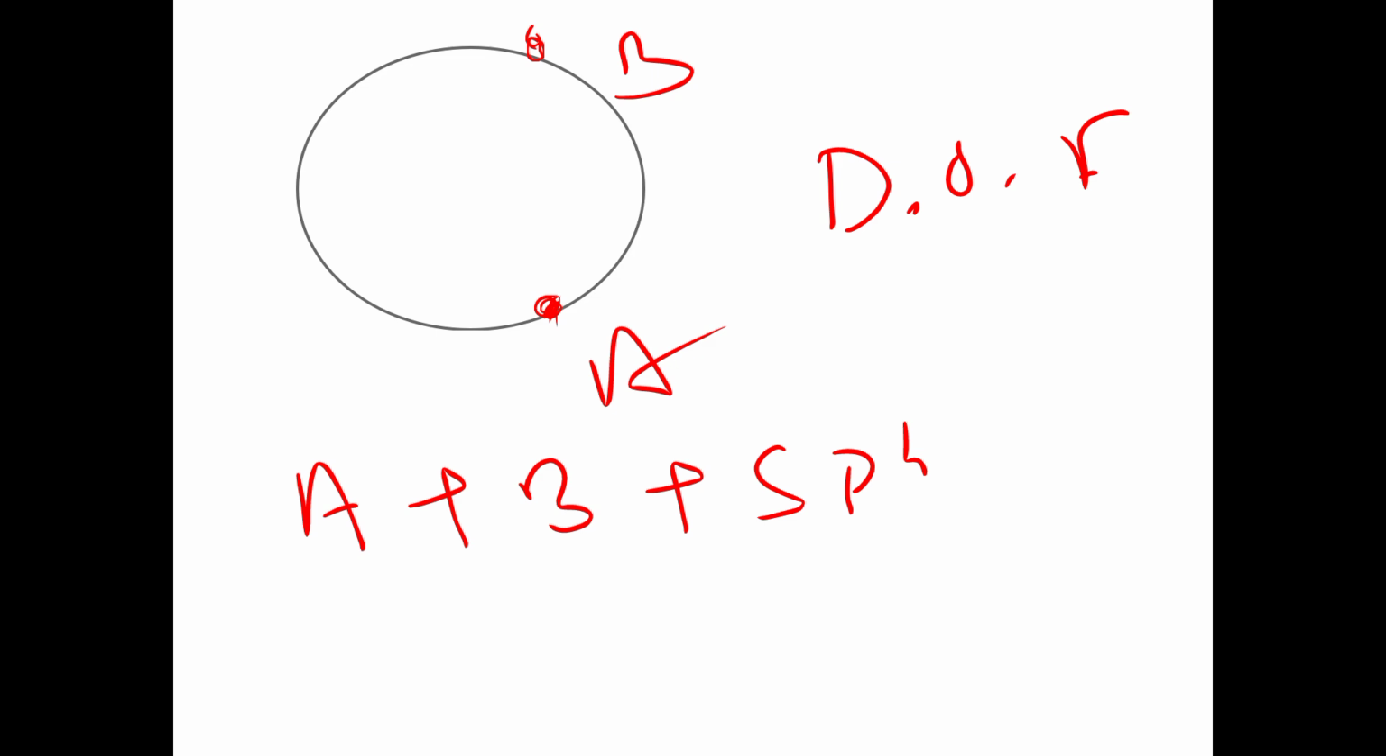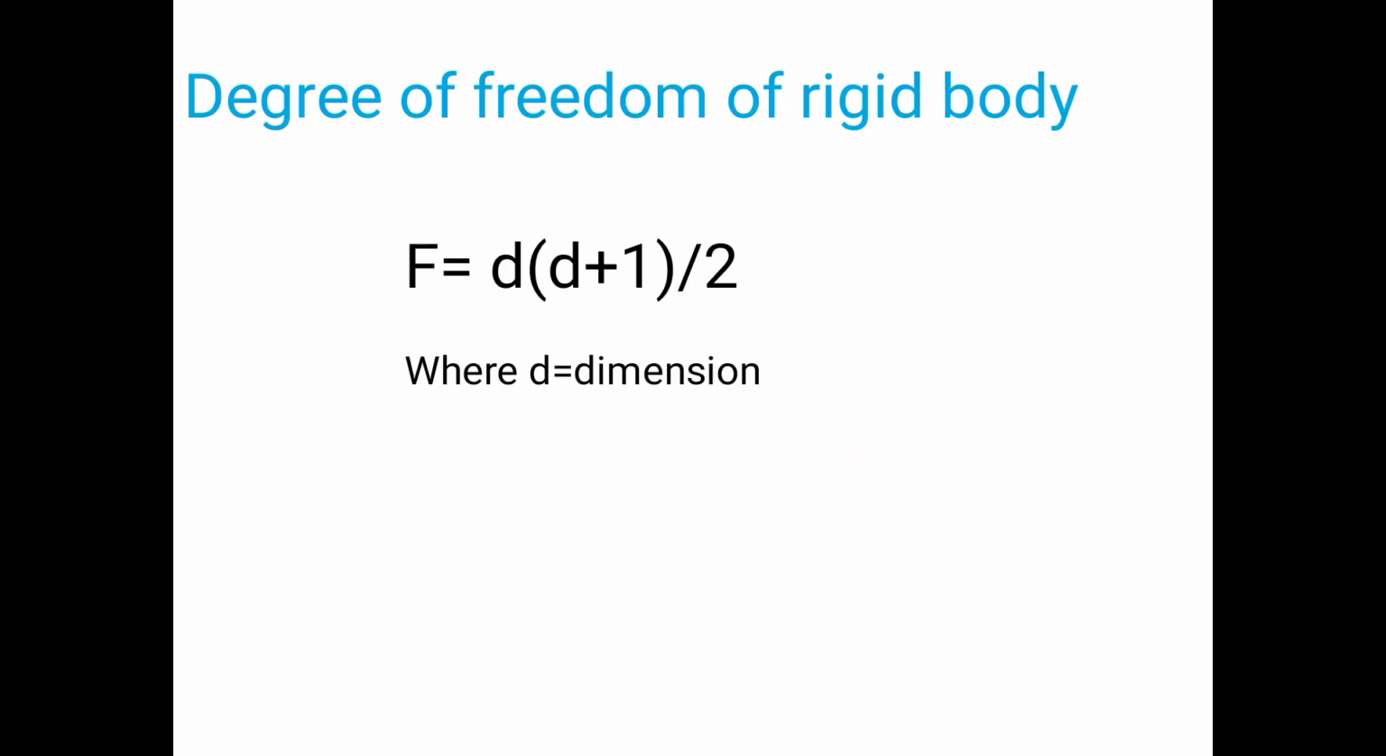Here A is moving on the sphere. On the sphere means it has 2 degrees of freedom. Similarly B also has 2 degrees of freedom, and the sphere is at rest, hence it has 0 degrees of freedom. Then it has 4 degrees of freedom. The total degree of freedom of the system is 4.